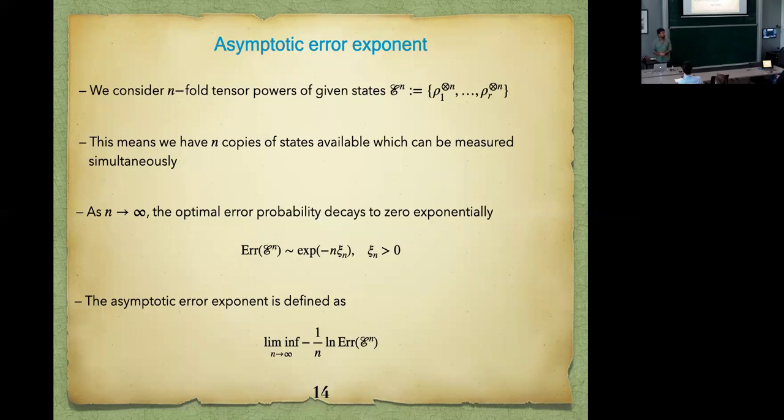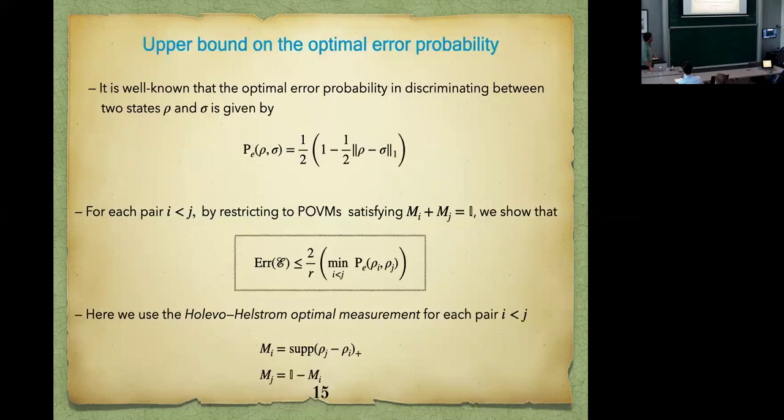Let's talk about the quantum case first. One of the things we do is begin by giving an upper bound on the optimal error probability. It is well known that if you have two states, then the optimal error probability of distinguishing between them with uniform prior is given by this quantity right here, and this optimal error probability is achieved by the so-called Helstrom measurement for the R equal to 2 case.